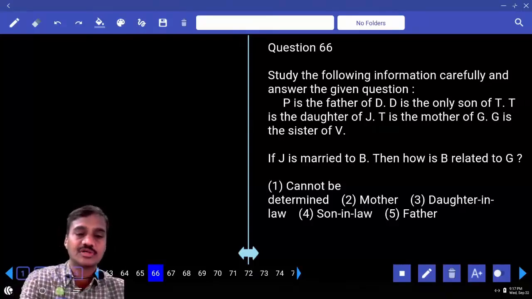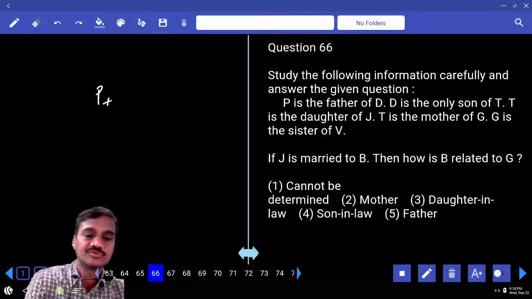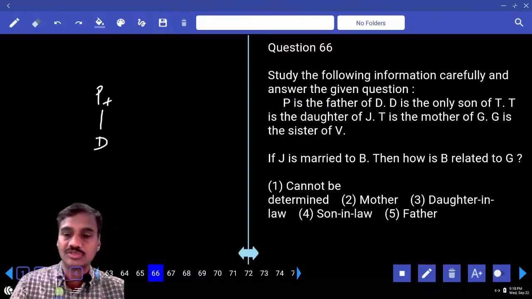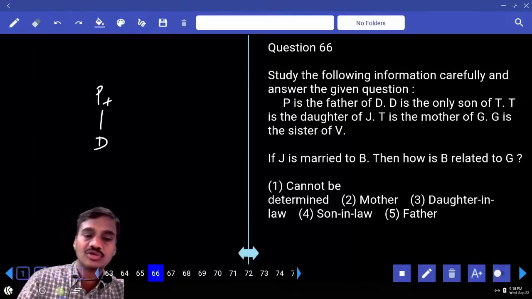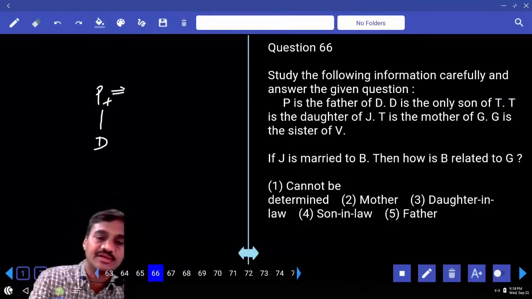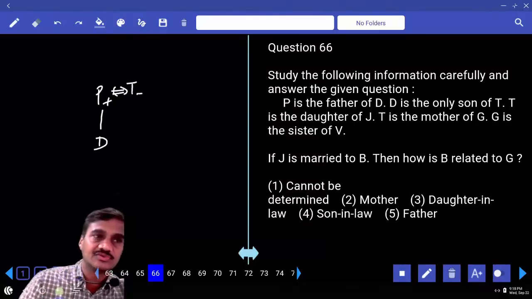Now, P is the father of D, how do we write it? Now, this P is the father of D can be written like this or not? P, a male who is the father of D. D is the only son of T. As of now, D is the child of T, child of P. Now, D is the child of T as well, which implies that P and T are married couple. P is a male, T is a female.